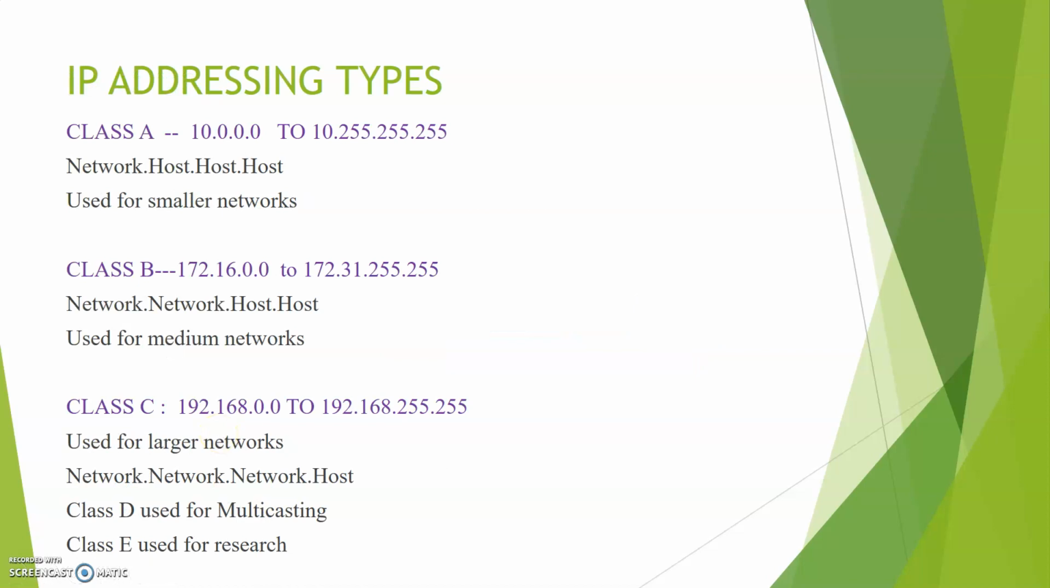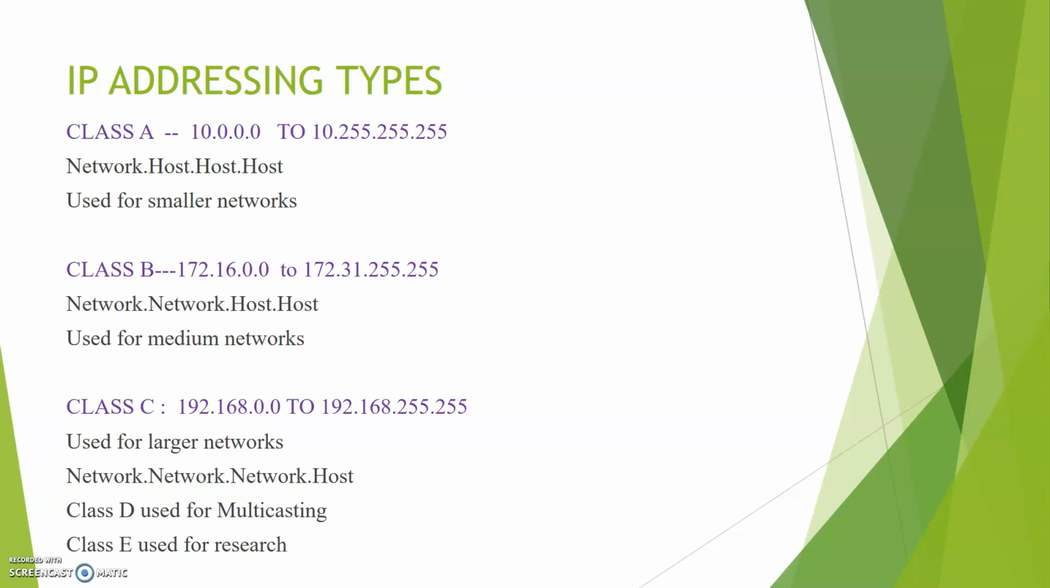Let us see the IP addressing types. First is class A, which we use for smaller networks. The first byte identifies the network portion and the last 3 bytes identify the host portion. It ranges from 10.0.0.0 to 10.255.255.255.